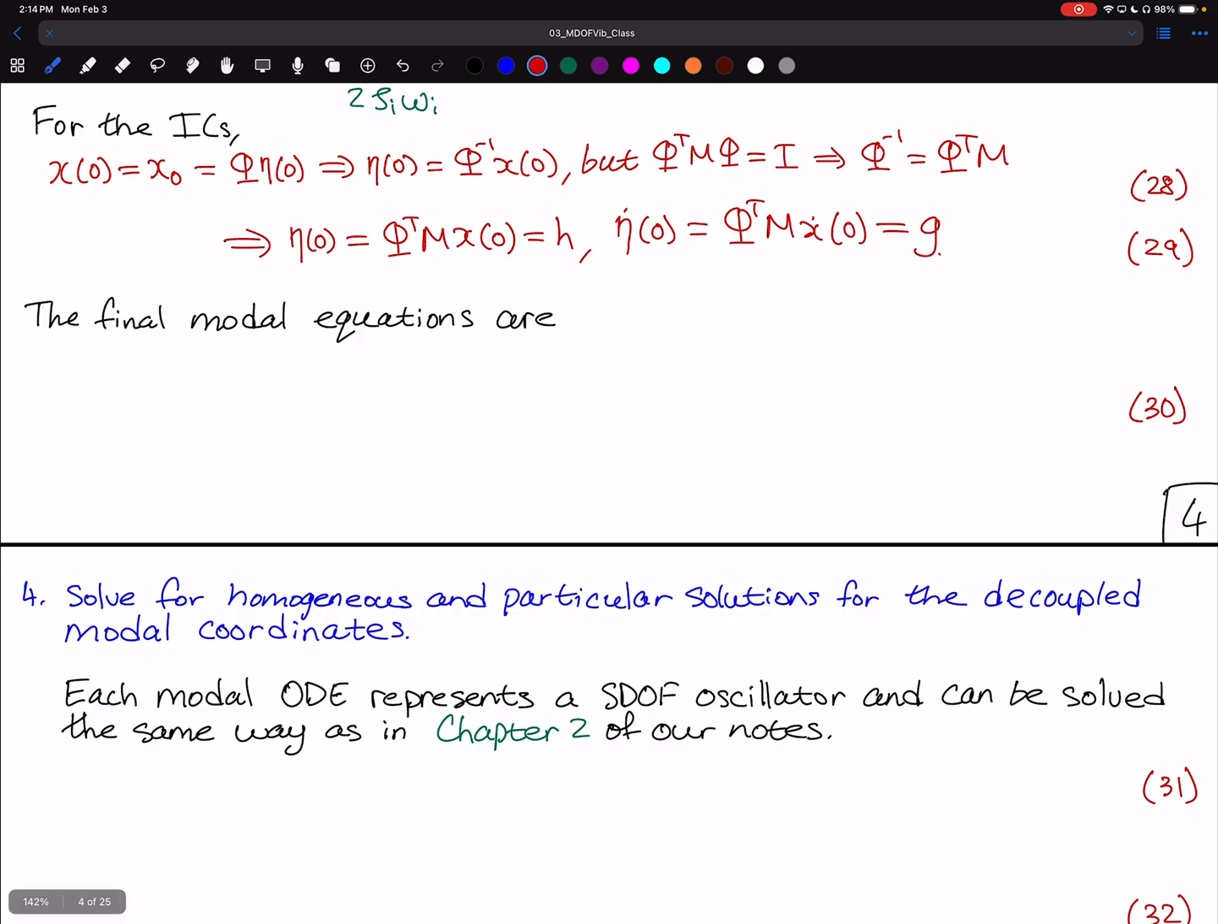Okay, so then the final modal equations are, we'll get eta I double dot plus 2 zeta I omega I eta I dot plus omega I squared times eta I equal to big N sub I of t. That's our equation of motion for the ith mode with initial conditions of eta I of 0 equal to h I and eta I dot of 0 equal to g I.